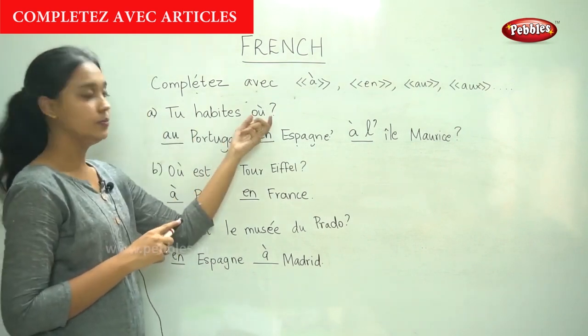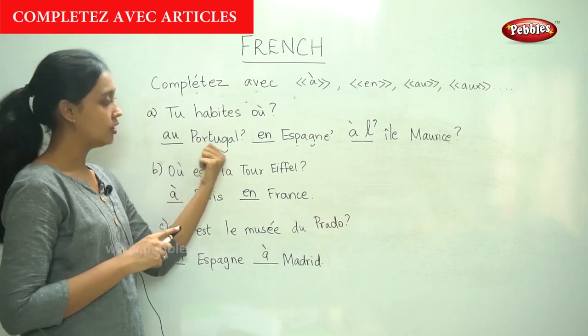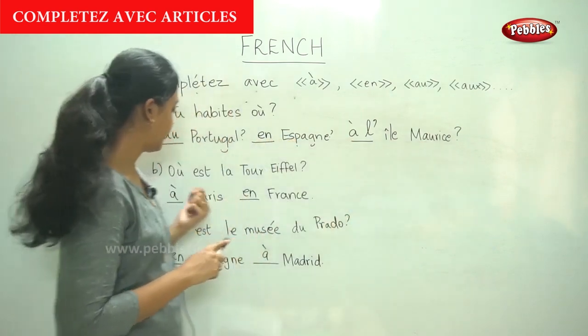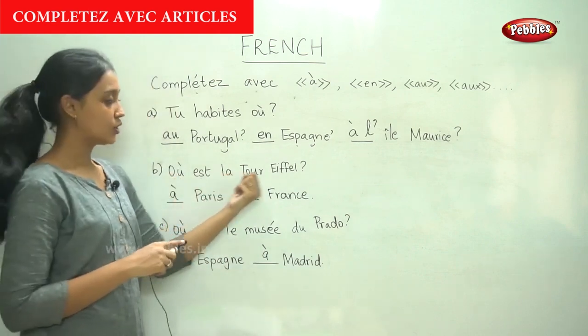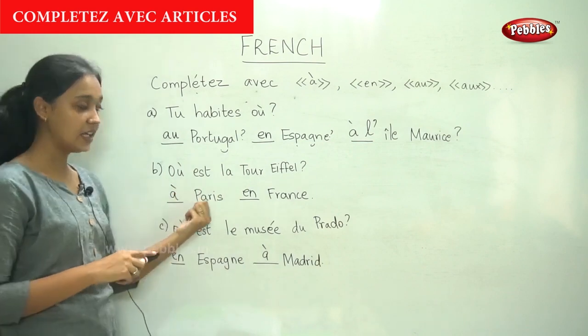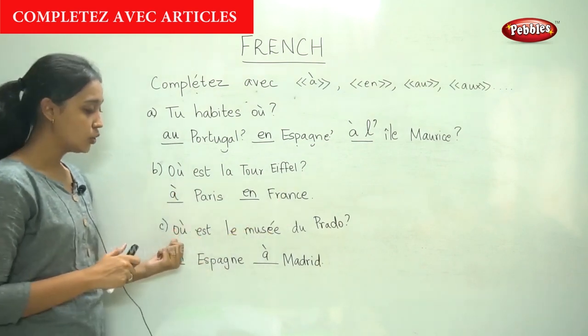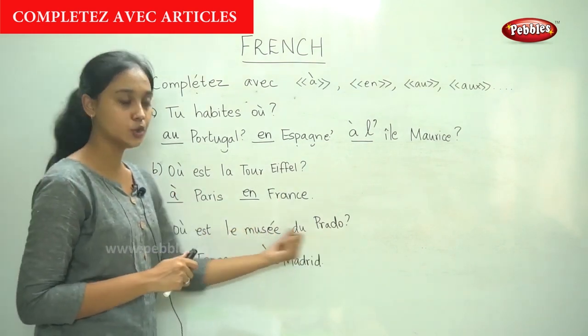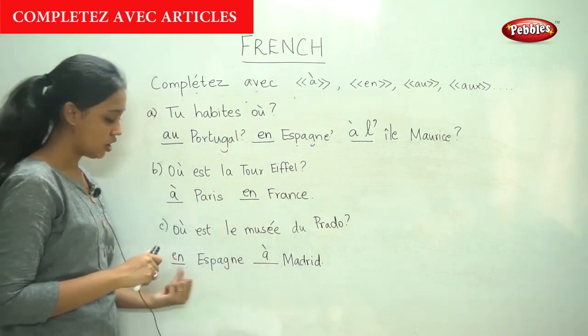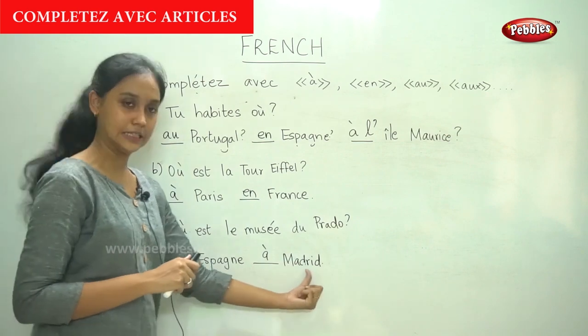So once again we'll read all these sentences. "Tu habites où? Au Portugal, en Espagne, à l'île Maurice." "Où est la tour Eiffel? À Paris, en France." "Où est le musée du Prado? En Espagne, à Madrid."